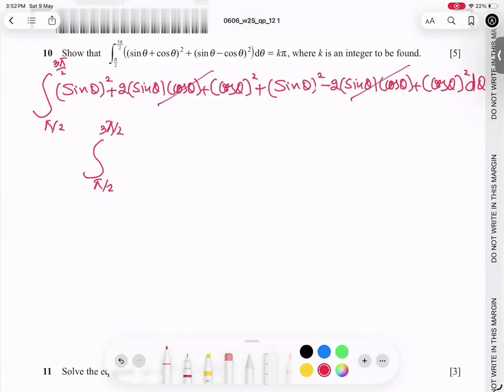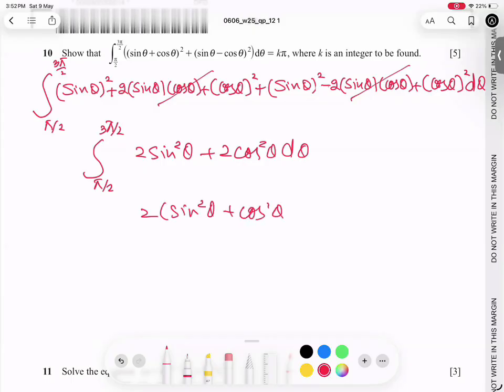So I'm getting here 2 sin square theta plus 2 cos square theta, and 2 common from there. When 2 is common, students, what happens? Inside we have sin square theta plus cos square theta, which is 1. So 1 twos are 2. I'm not wasting your time writing directly here.